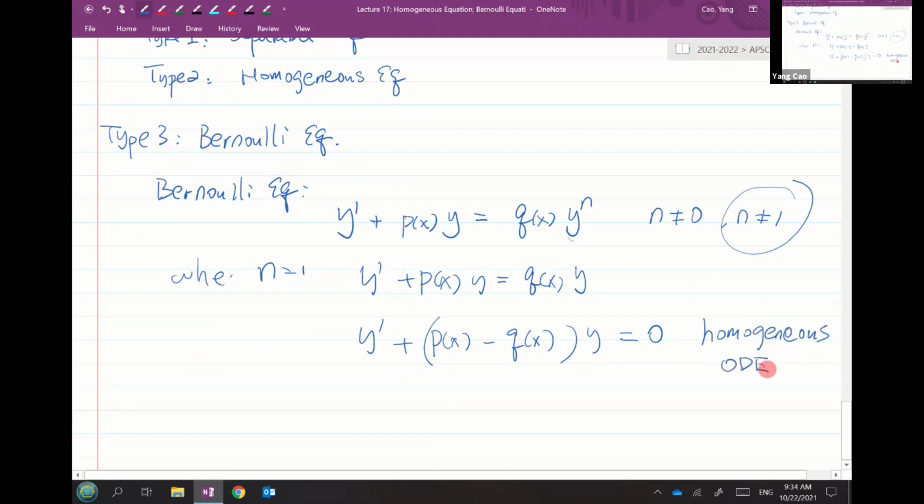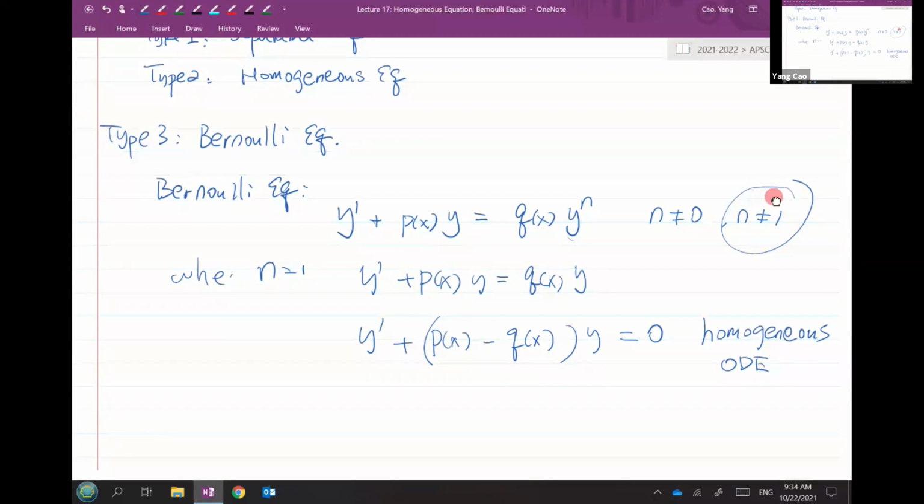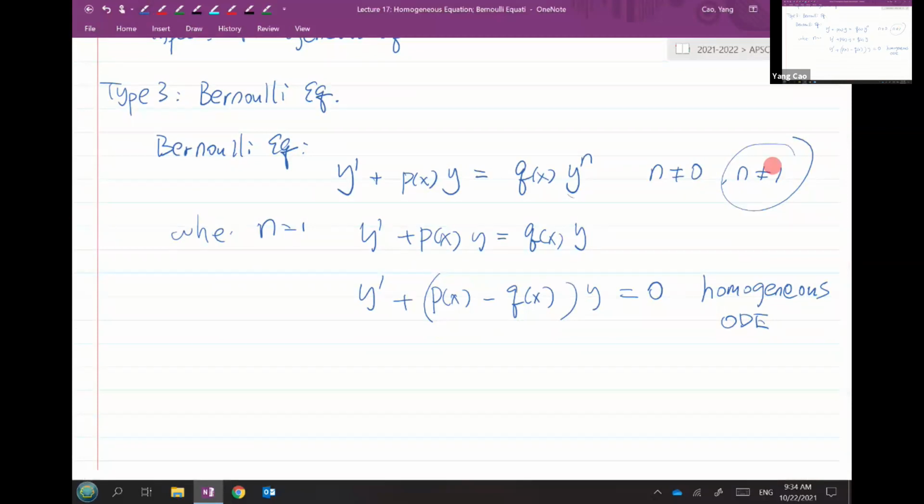So what should I... I didn't call it a homogeneous equation? I said it's a homogeneous ODE, right? Because we give the name homogeneous equation to the type 2 that we had just dealt with. So as a comment here, Bernoulli is nonlinear.